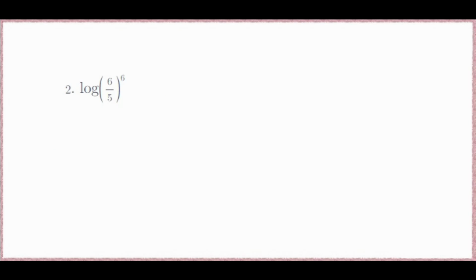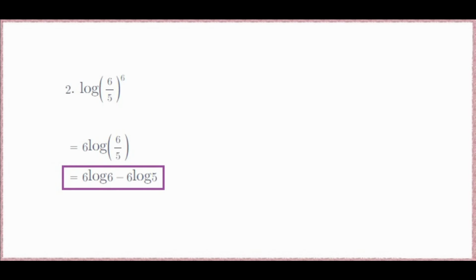To expand this logarithm, we can use the logarithm rules. So we see that the power on the inside can be brought out and multiplied as a constant on the outside. So then we're left with 6 log of 6 over 5. We can then split up into 2 logarithms because the inside is a fraction. So then we get 6 log of 6 minus 6 log of 5. Notice that you drag the 6 along to both logs.